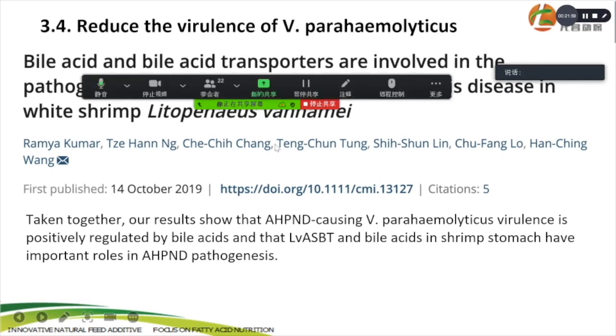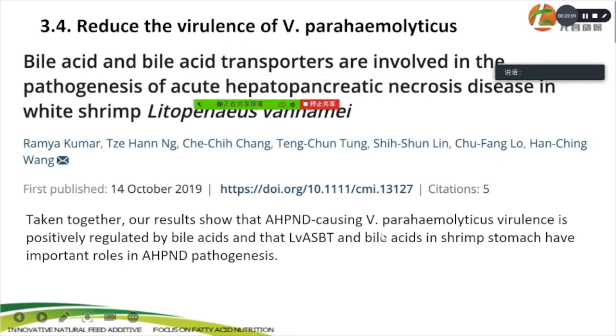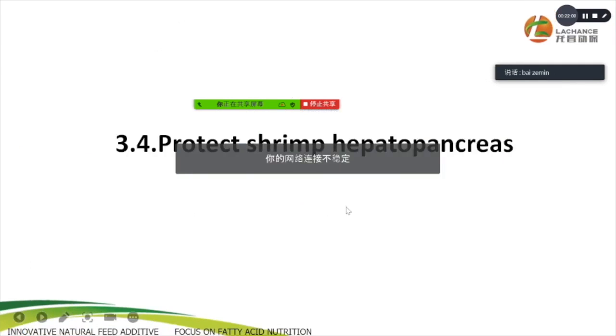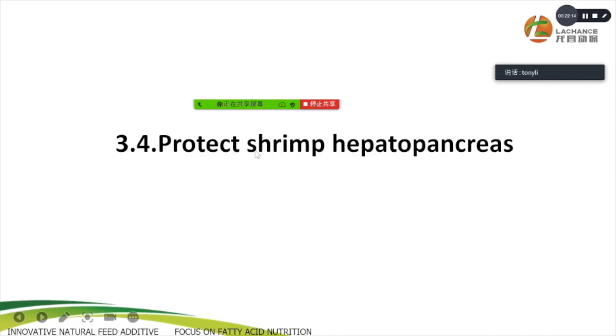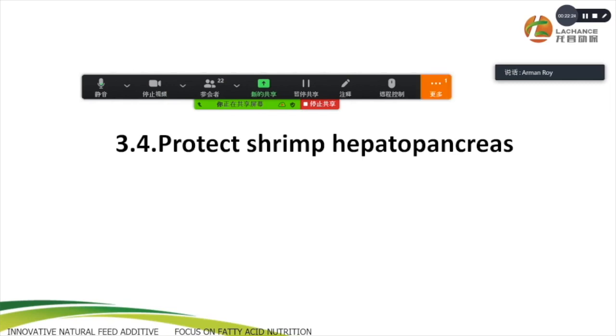Okay, I think it will be helpful for the shrimp farmers. You can try. Of course, we will repeat this trial soon. Okay, so the following will be protecting shrimp hepatopancreas, because the hepatopancreas for shrimp is very, very important for nutrient storage, digestion, and many functions.